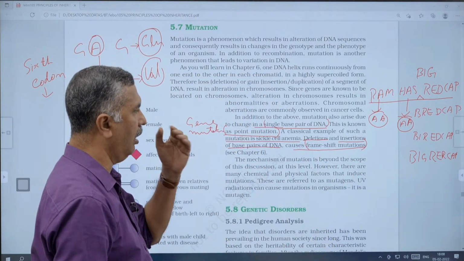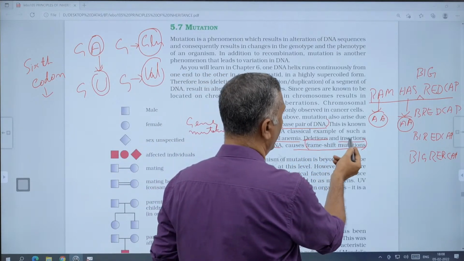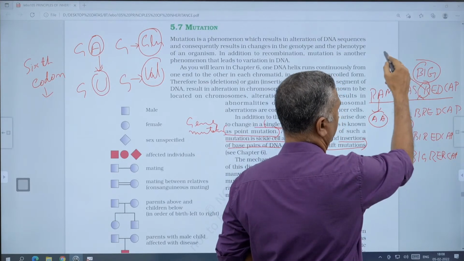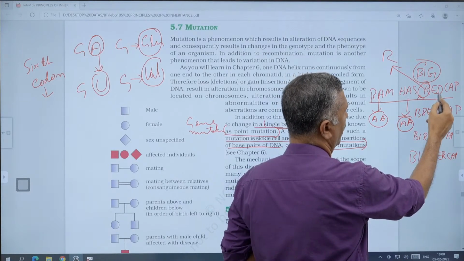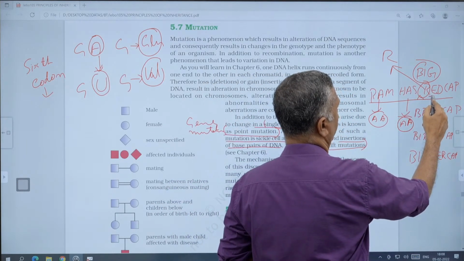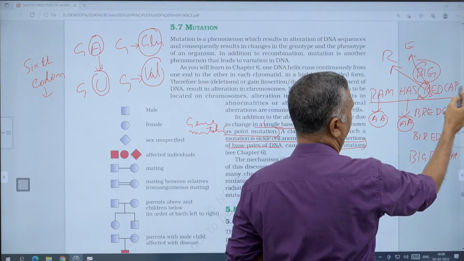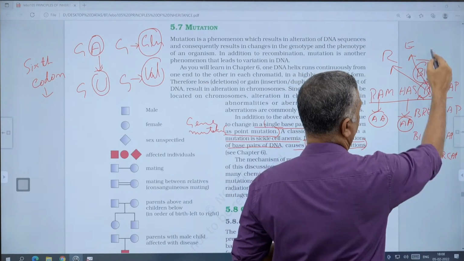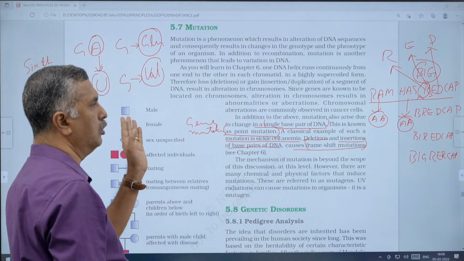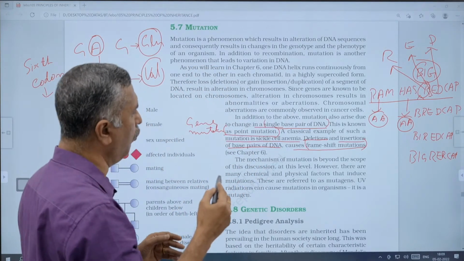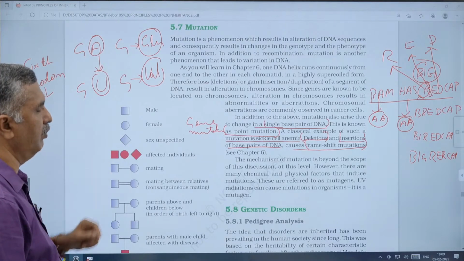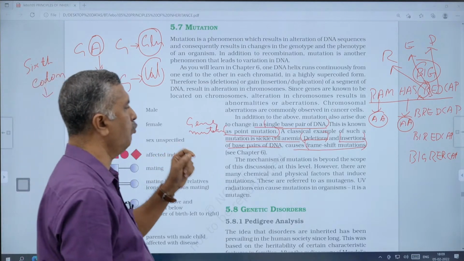The reading frame will change with either deletion or insertion. Here, in the deletion, R is deleted. Then the reading frame will be changed from here: EDC AP, and there is no meaning. Then E is deleted again: RAM has DCAP. Then D is also deleted, and the meaning changes again: RAM has cap instead of RAM has red cap. The reading frame changes at the point of deletion or insertion, and it is called frame shift mutation.